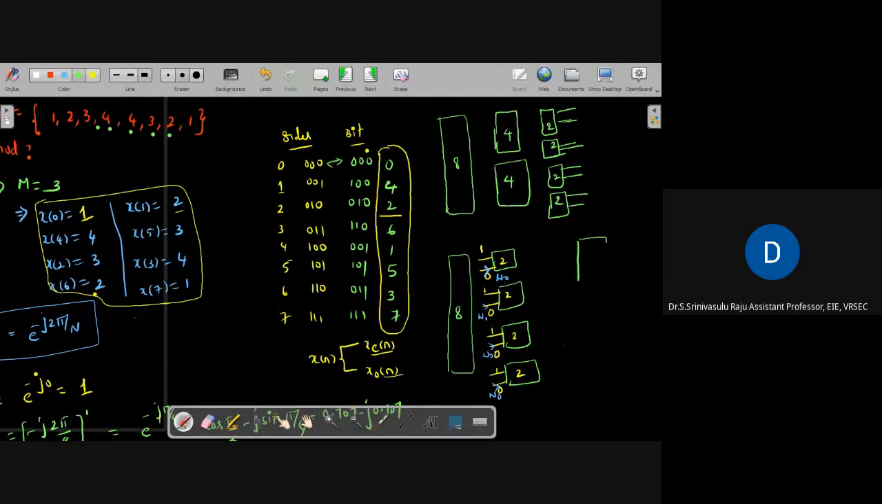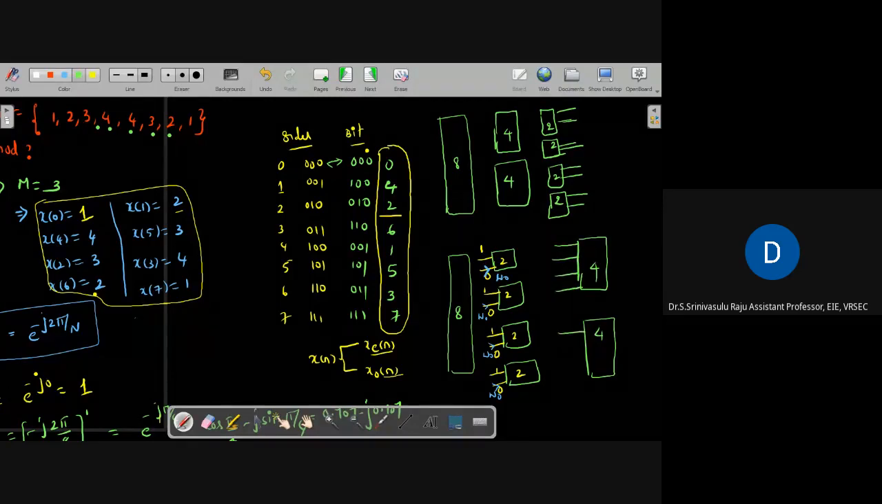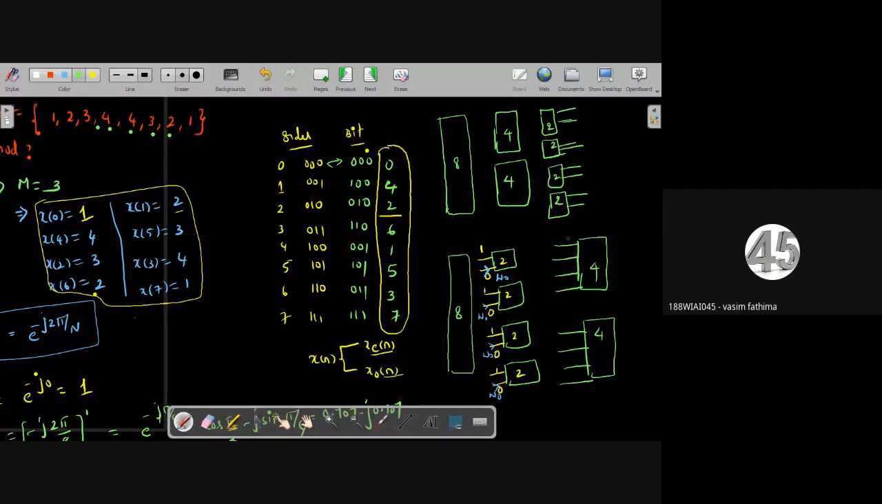So how many inputs will be there? Each block has 4 elements. Okay, so I am drawing 4 elements here. Please interact with me. Among 4 elements, how many are even? 2 evens. So this is even and this is even. 2 odd. Okay, even, odd. Okay, 2 even, 2 odd signals.